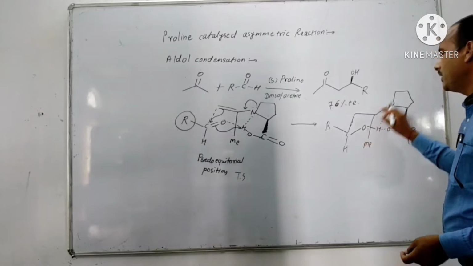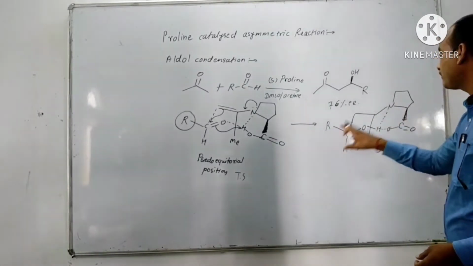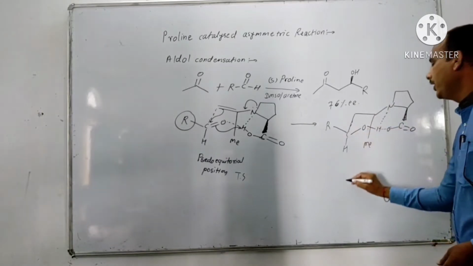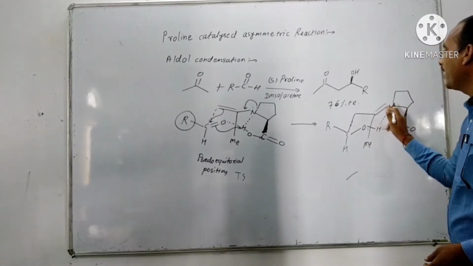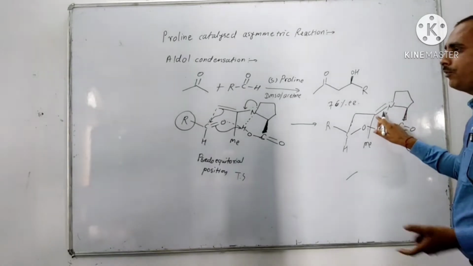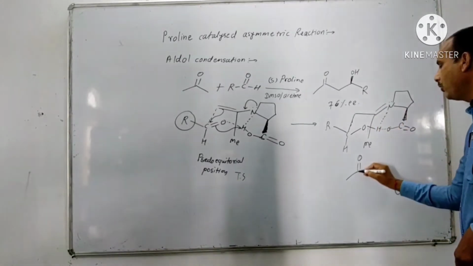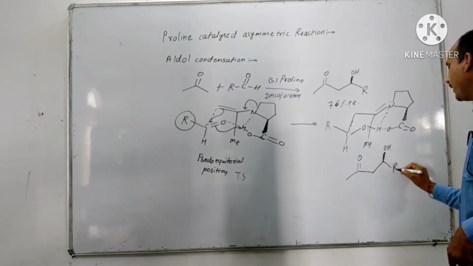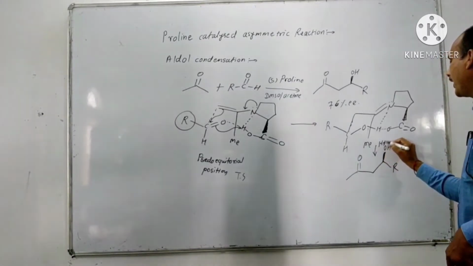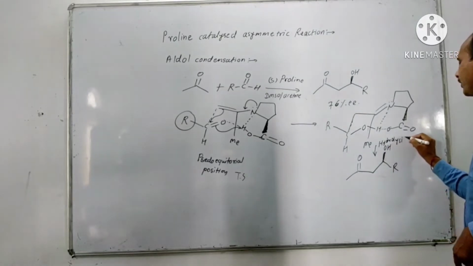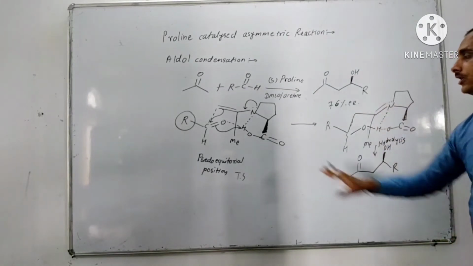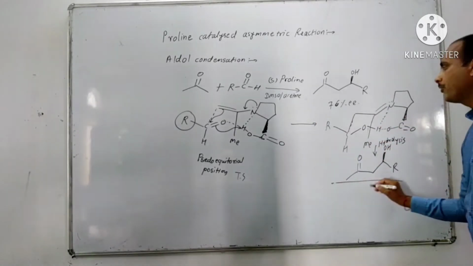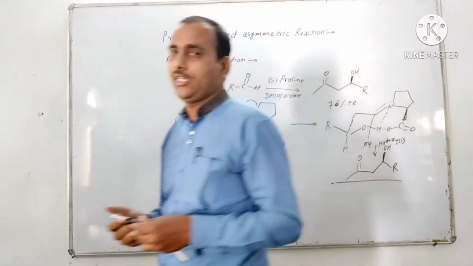Now here this OH is present above, and R and this methyl group are in the plane. Therefore, on hydrolysis, there is again formation of the carbonyl group: C double bond O, OH and R. This product is formed from this transition state, and on hydrolysis this product is the major one with 76% ee.